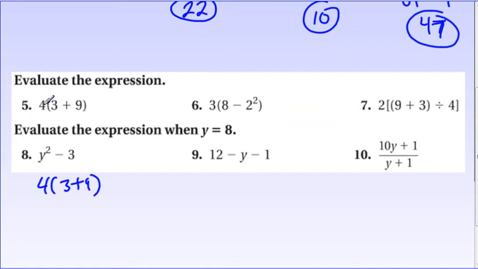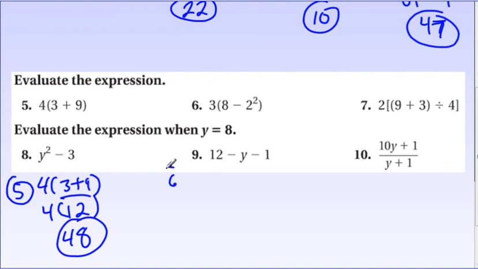That is a multiplication right there. So you do the exponent first. I'm sorry, the inside of the parentheses first. So 3 plus 9 is 12. And then 4 times 12 is 48. That's number 5. Number 6.